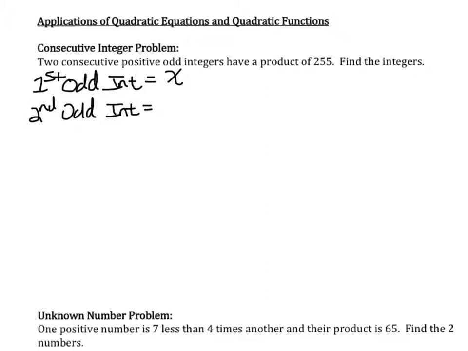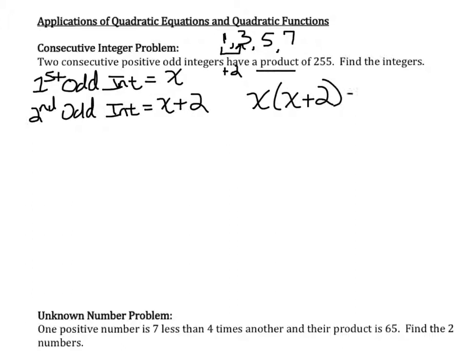If I want to write an expression for my second consecutive odd integer, remember, consecutive odd integers are like 1, 3, 5, 7. To go from one to the next, we have to add 2 each time. So if x is my first odd integer, then the next one that's consecutive after x is going to be x plus 2. All right, so I have an expression for my two consecutive odd integers, and then it says that they have a product of 255. Remember, product means multiplication. So if I take x and multiply it by x plus 2, they should equal 255.